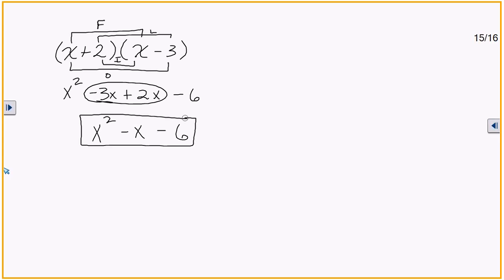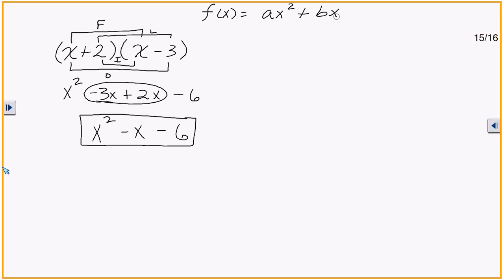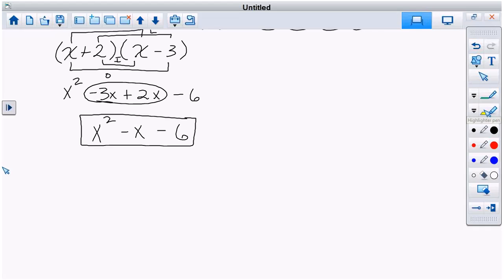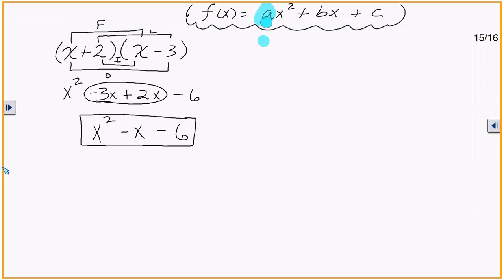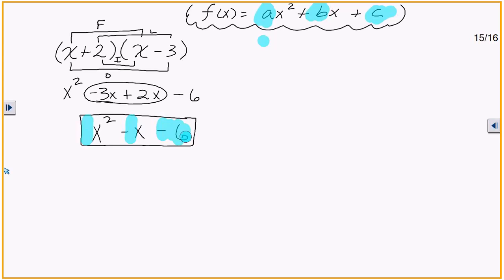And the form, a quadratic equation is in the form f of x is equal to ax squared plus bx plus c. Write that down as the standard form of a quadratic equation. And you're going to be looking at a, b, and c, which are 1, negative 1, and 6. And you're going to be looking at that later, okay? So let's do another one.